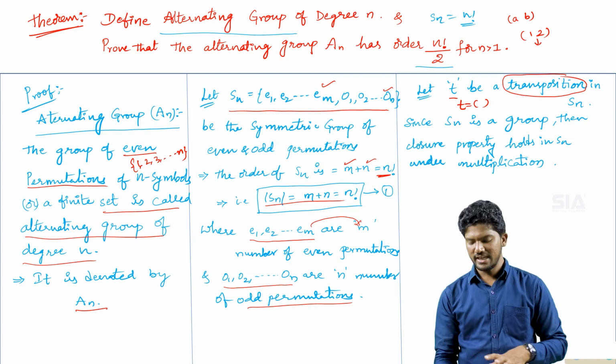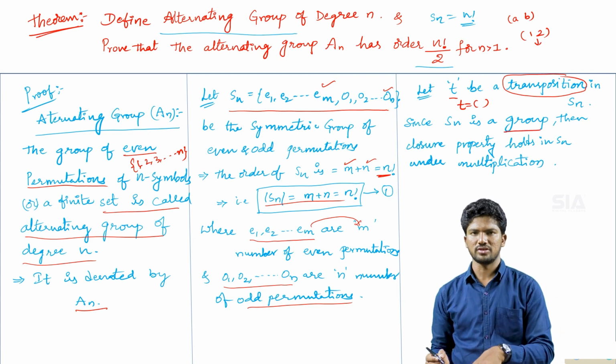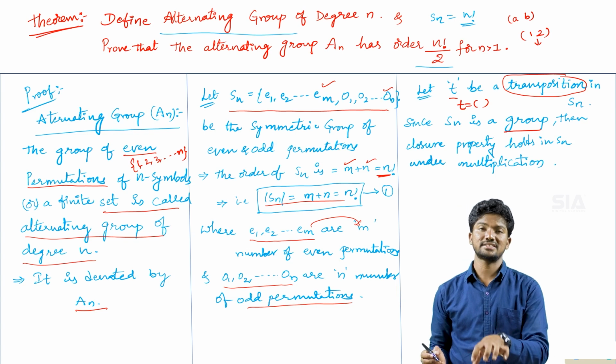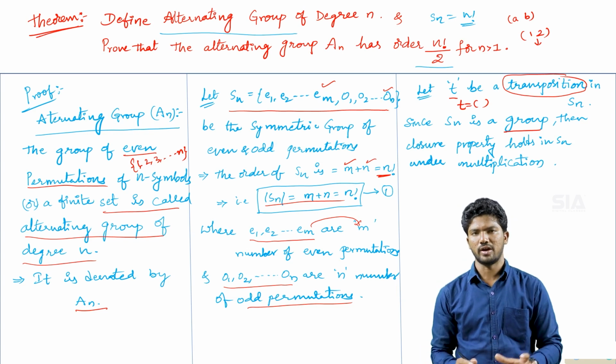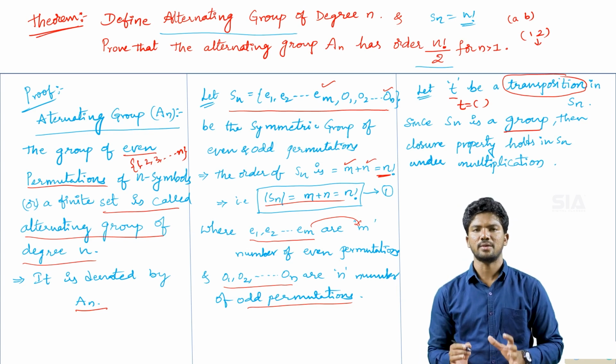Since S suffix n is a group, in the previous lecture we proved this condition, and at the same time S suffix n is not an abelian group. Why? Because it is not satisfying the commutative property.